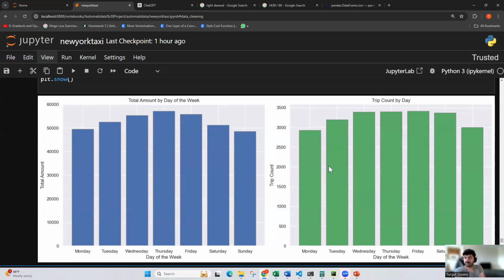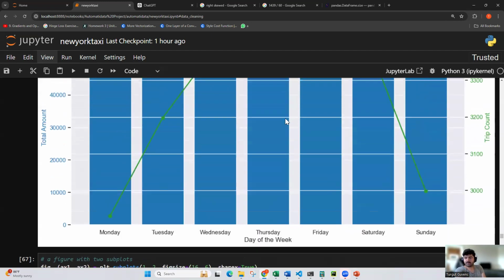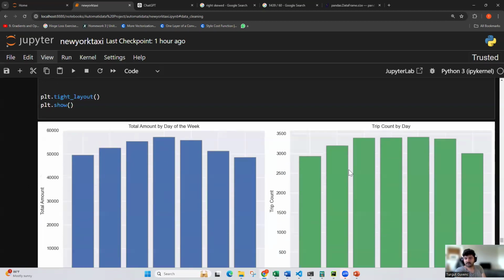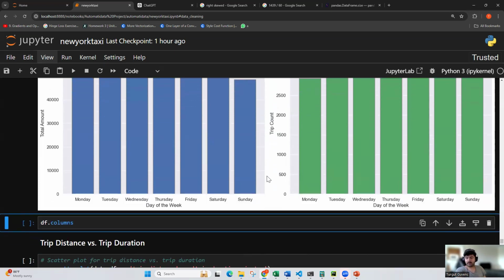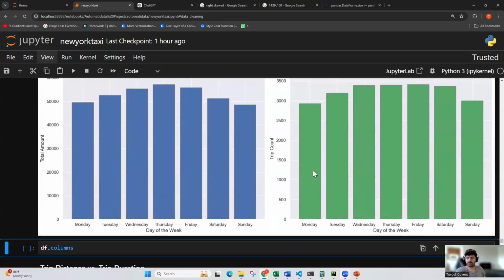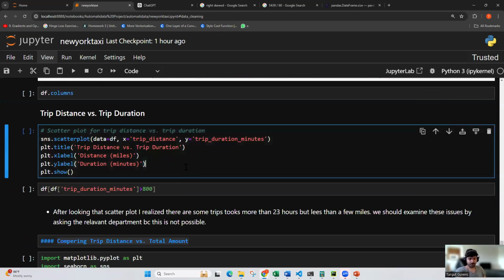It gives the same answer and depends on the audience. For example, this one makes much more sense to me in terms of interpretation. But this one gives the story: trip count is really similar, affecting the total amount. But as I said and mentioned here, there are some differences in the dates.